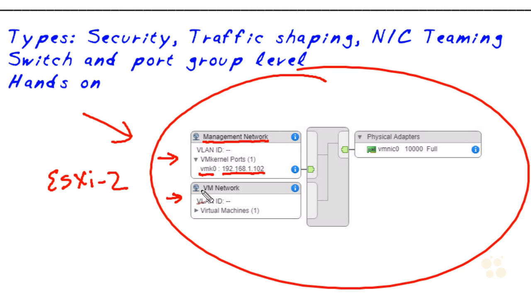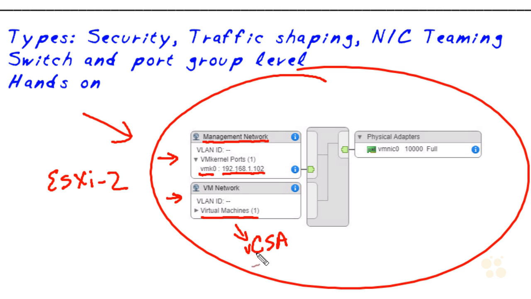Also looking at this graphic, we have a VM port group called VM space network. This is the default VM port group that was created when we deployed the ESXi host. And currently we only have one virtual machine that's still connected to that original VM port group. And that happens to be our vCenter server appliance.